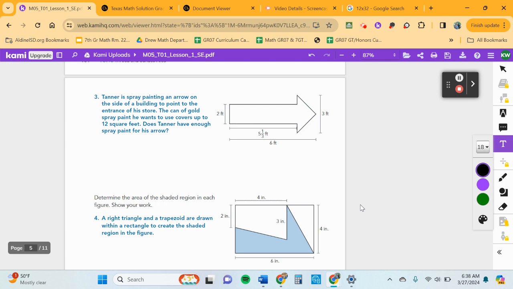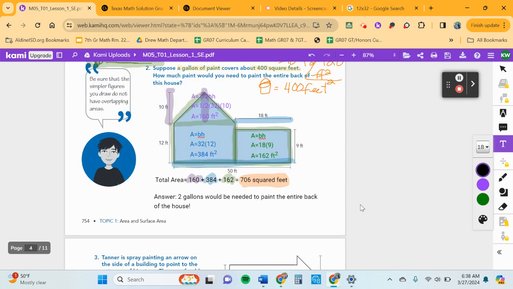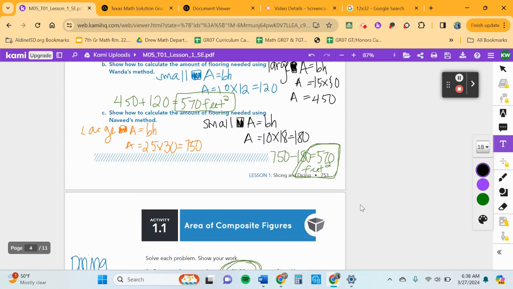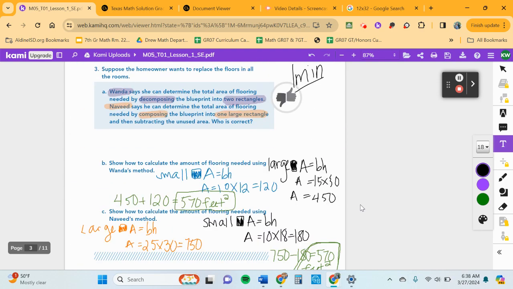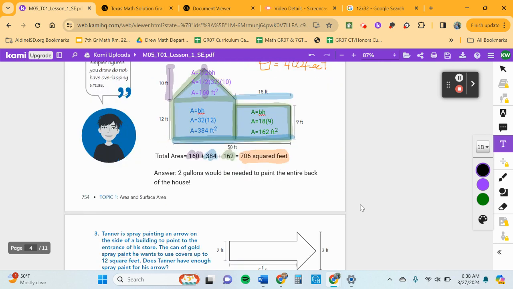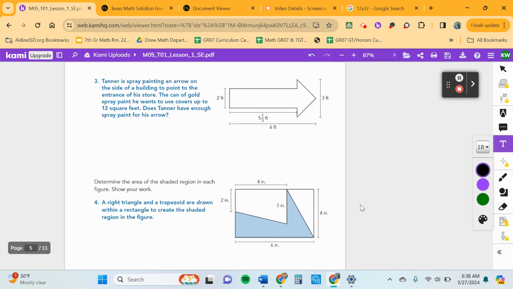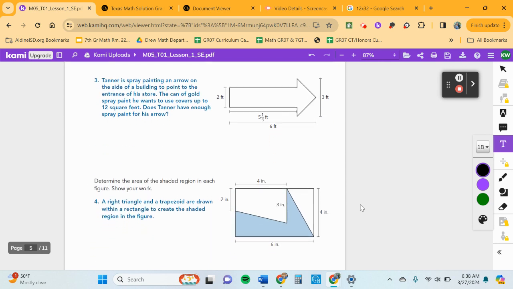So now that you've got 3 examples, 1, 2, 3 examples of how to find composite area, this part you are doing on your own. So you are going to find the area of Tanner's arrow. Look at it. What shapes do you notice?